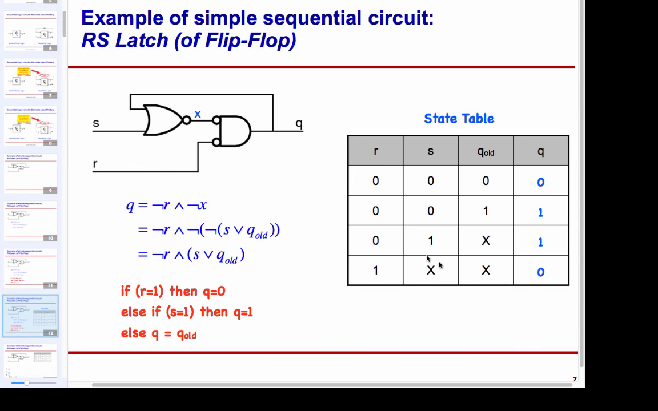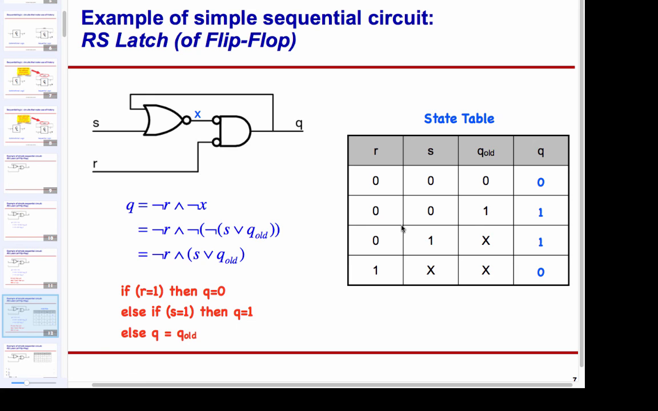So R is acting like a reset. It's outputting 0. S is acting like a set. It's setting the output to 1, but reset gets a priority. And if both of them are 0, the circuit maintains its state. Okay, if R is 0, S is 0, then Q is just the previous Q. So it's now remembering the past.